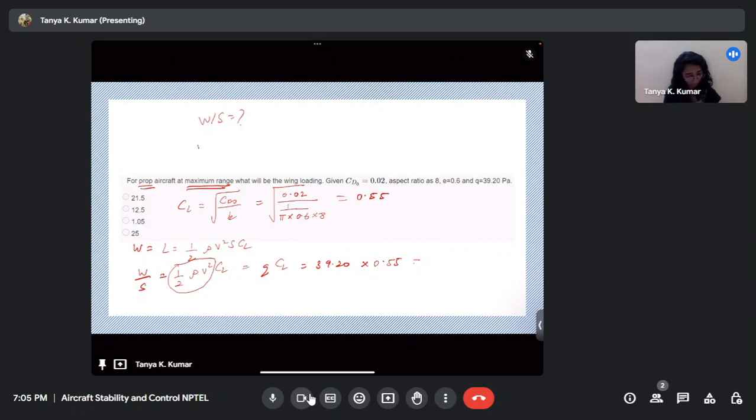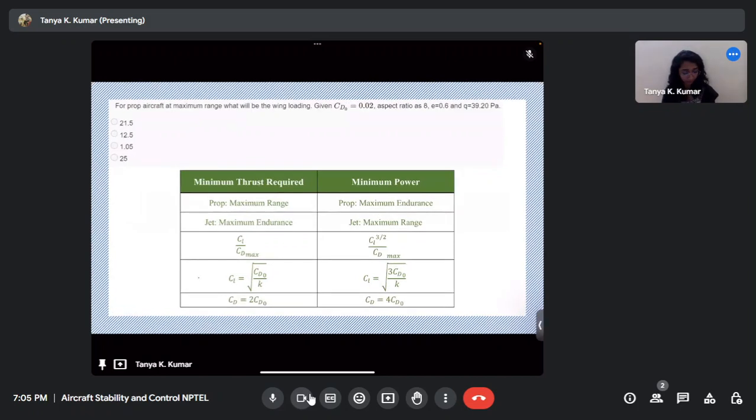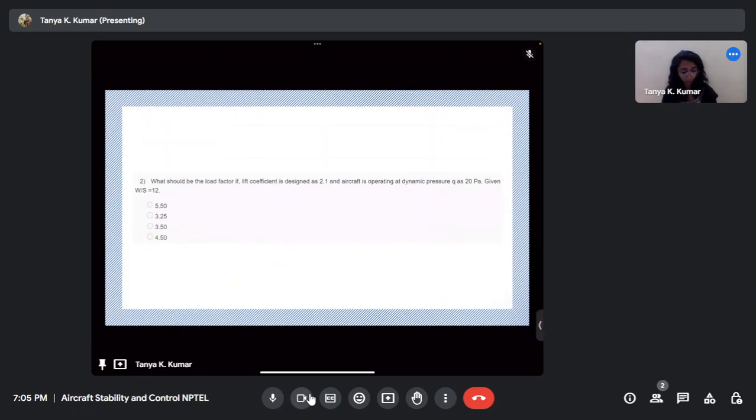It is 21.5, right? That is the wing loading. Okay. Yeah. So these were the formulae that we used for the maximum range of a propeller-driven aircraft. This is what we used. Okay. Next question. What should be the load factor if lift coefficient is designed as 2.1?